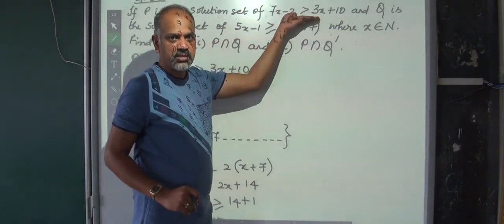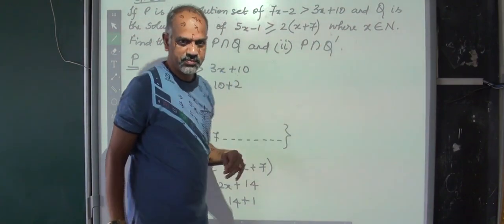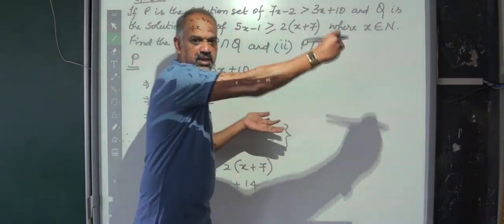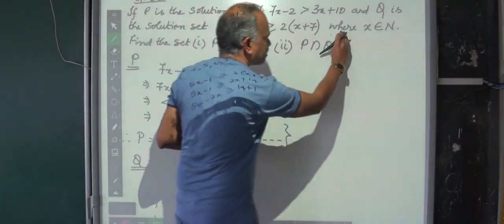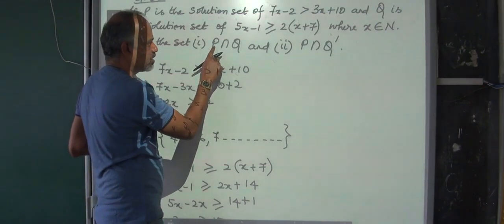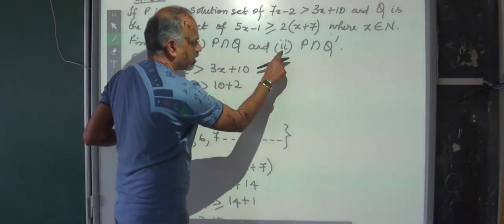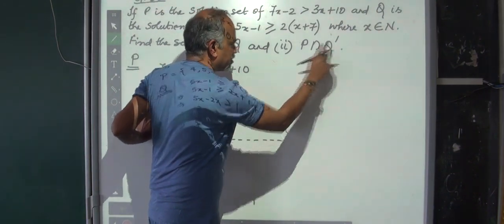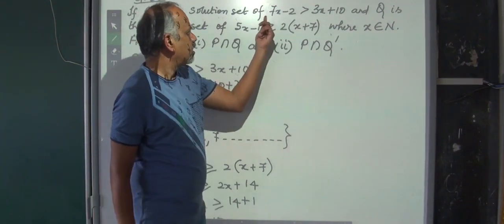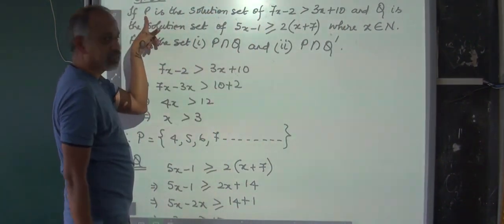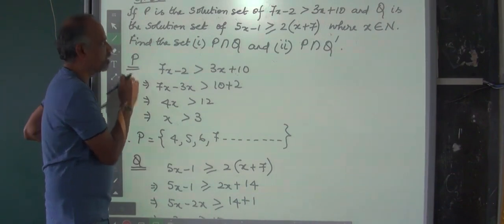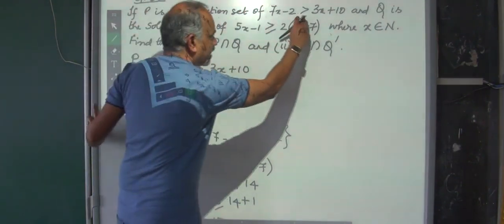After you solve this, you write P is equal to the values of x. And for the second one, after you solve, you write Q is equal to these values as a set. It also says when x belongs to natural numbers. Find the set. The first subdivision says P intersection Q, and the second subdivision P intersection Q dash. We'll come to this later. First, let's solve both these inequations that are given. The first inequation is represented by set P. So I'm starting with P. The inequation is 7x minus 2 is greater than 3x plus 10.